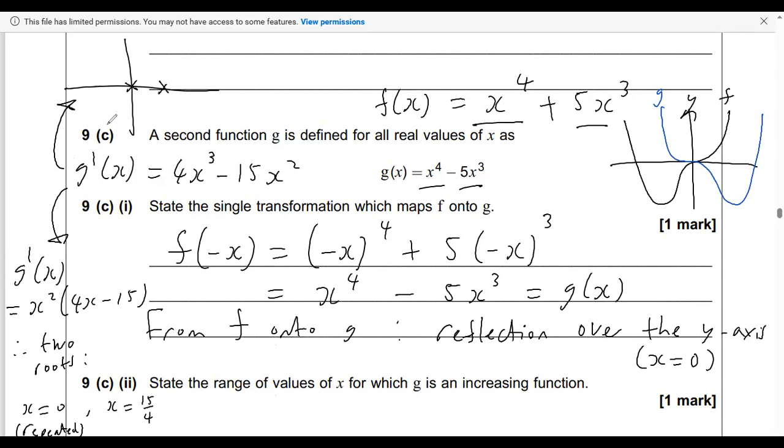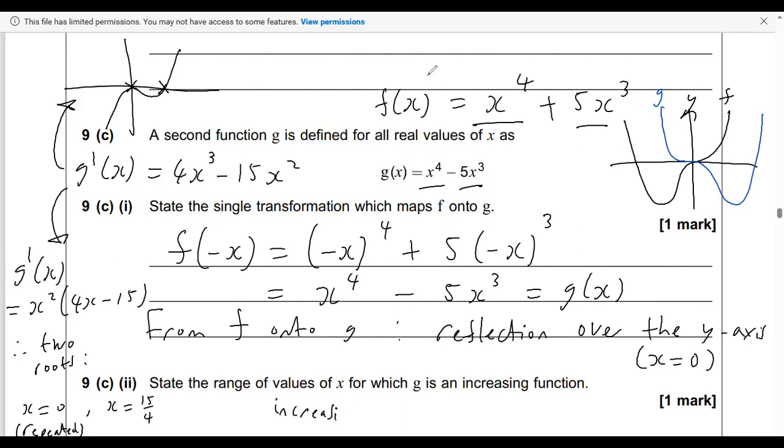So it's going to look something like this. It's a positive cubic as well because you've got a positive x cubed there. So it's going to be something roughly like that. It's a repeated root, touches there, goes down and goes through like that. So we can see that this graph is increasing when x is less than 0. So it's increasing.